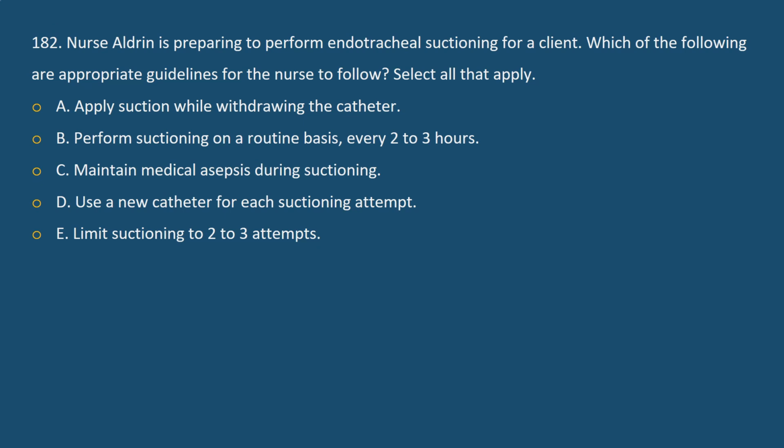Question 182. Nurse Aldrin is preparing to perform endotracheal suctioning for a client. Which of the following are appropriate guidelines for the nurse to follow? Select all that apply. A. Apply suction while withdrawing the catheter. B. Perform suctioning on a routine basis every 2 to 3 hours. C. Maintain medical asepsis during suctioning. D. Use a new catheter for each suctioning attempt. E. Limit suctioning to 2 to 3 attempts.